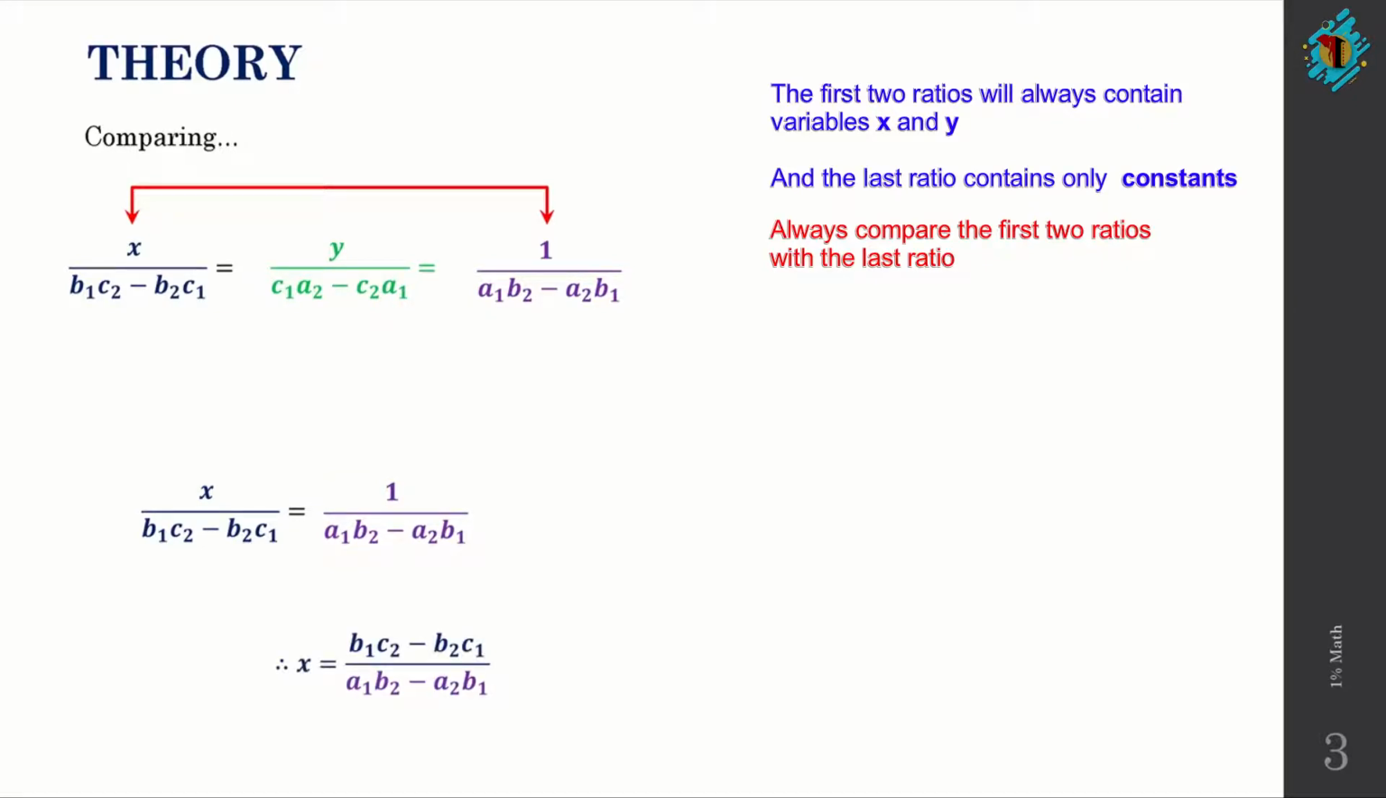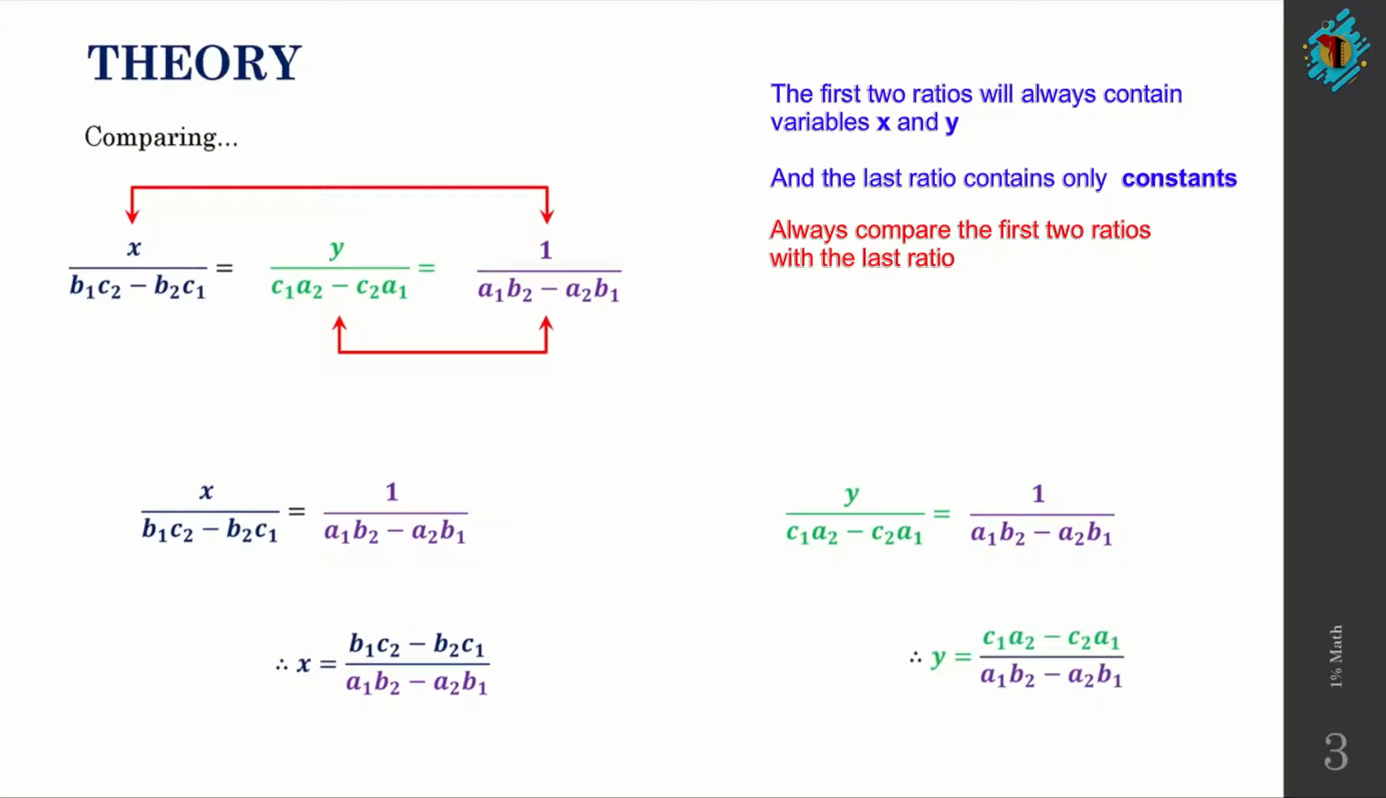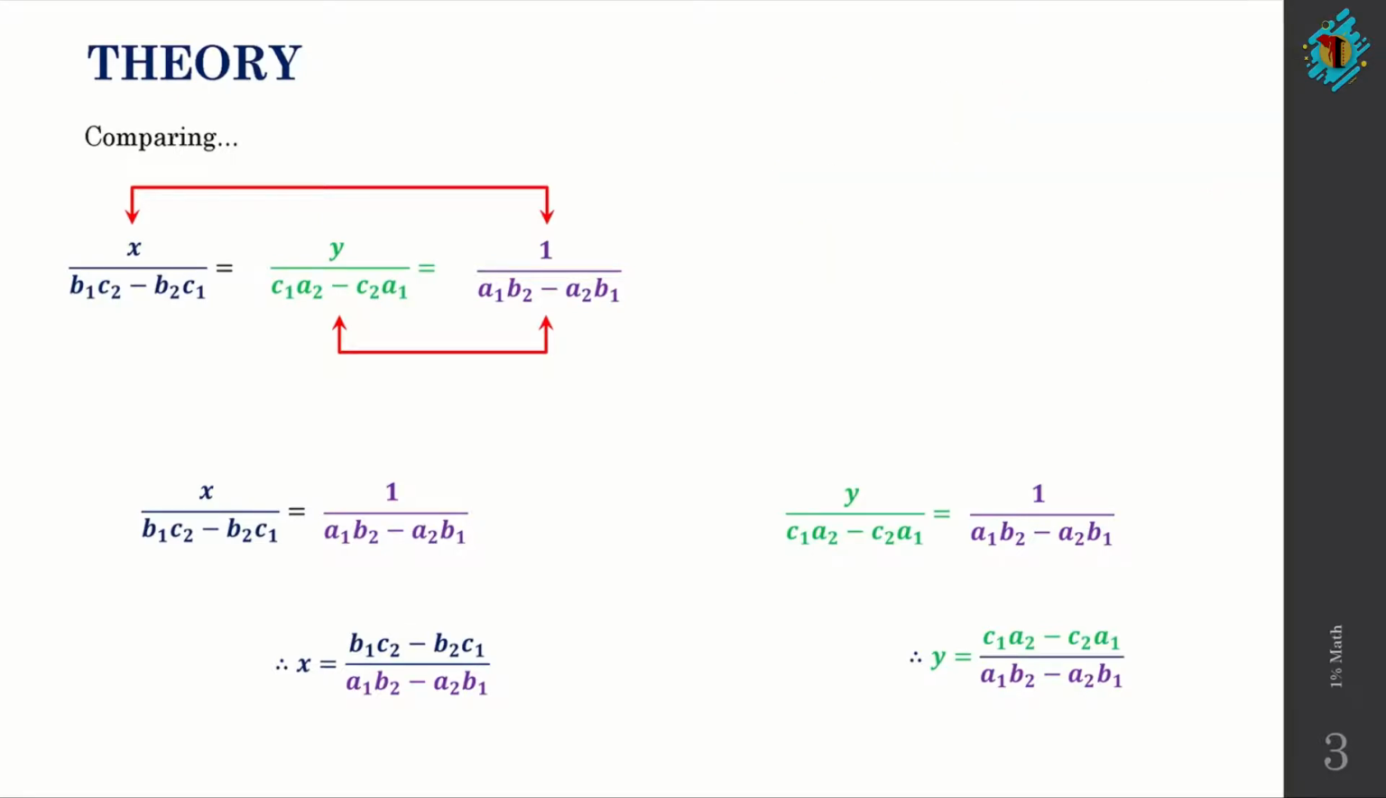In the same way we are going to compare the other two ratios that you can see here, y and the last ratio, that means the second ratio and the last. As in the previous calculation, y by c1 a2 minus c2 a1 equals 1 by a1 b2 minus a2 b1. After cross multiplication you will get y is equal to c1 a2 minus c2 a1 over the same denominator. If you compare both x and y, the denominators are the same, only the numerators are different.